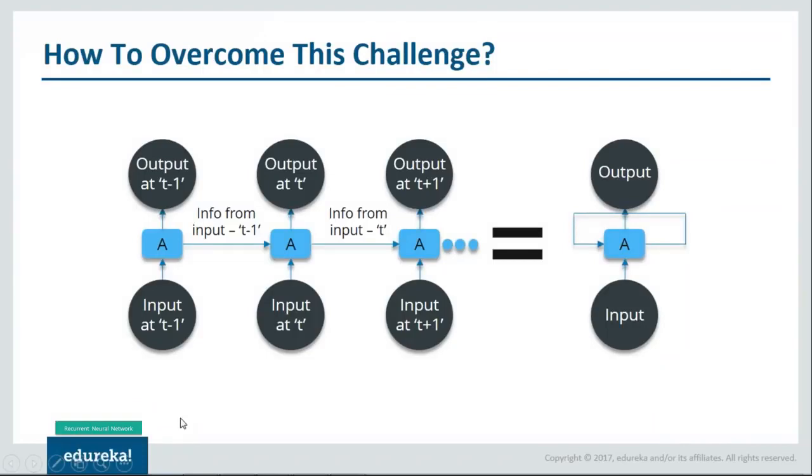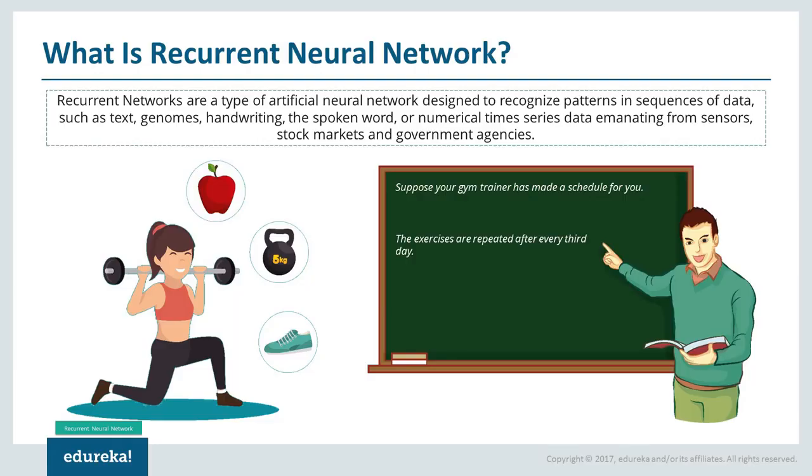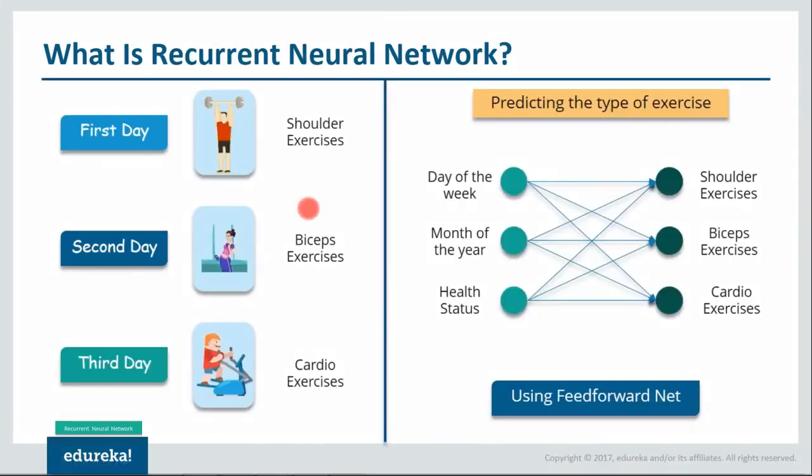Now let us understand what exactly are recurrent neural networks. For understanding a recurrent neural network, I'll take an analogy. Suppose your gym trainer has made a schedule for you. The exercises are repeated after every third day. This is the order of your exercises. First day you'll be doing shoulders, second day you'll be doing biceps, third day you'll be doing cardio. And all these exercises are repeated in a proper order.